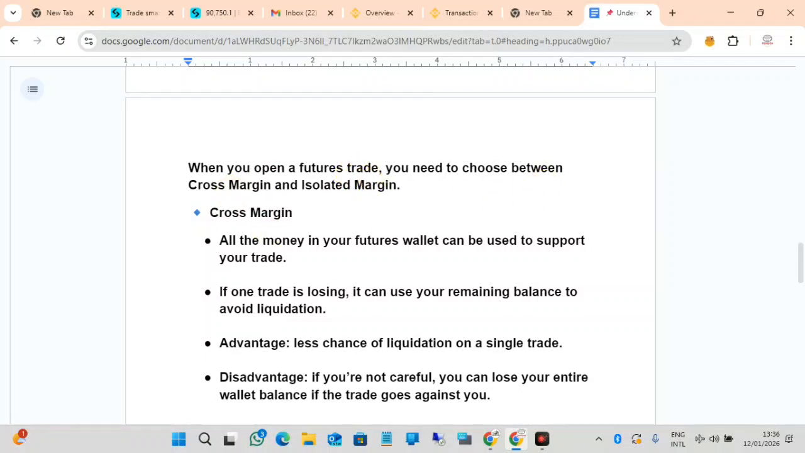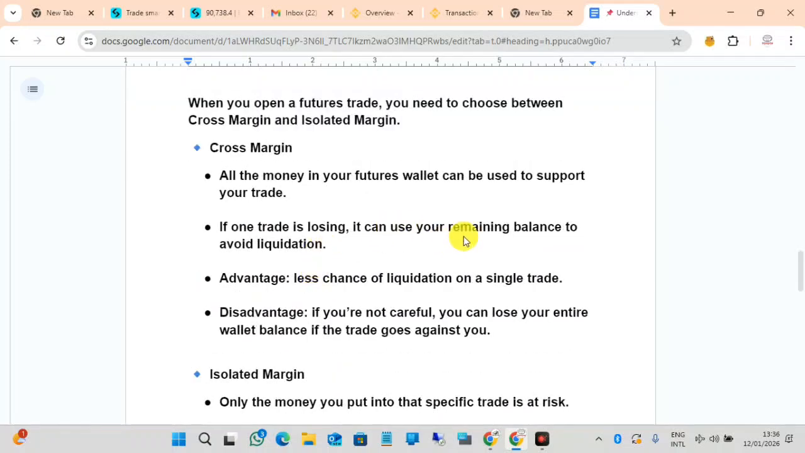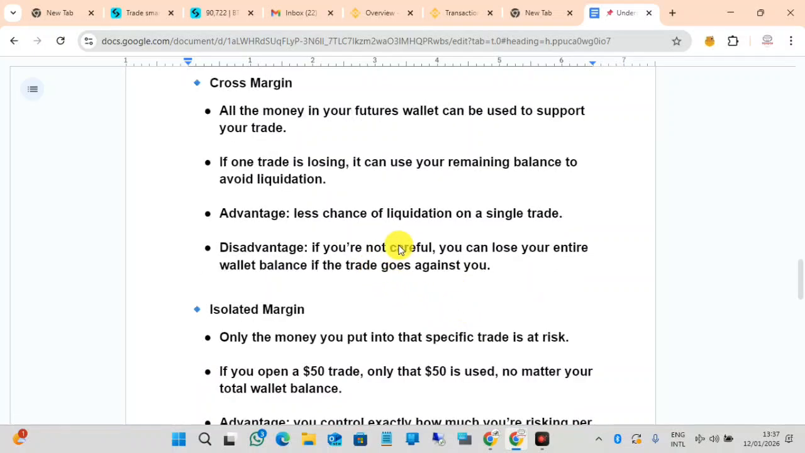What is cross margin? Cross margin allows all the money in your futures wallet to be used to support your trade. If one trade is losing, it can use your remaining balance to avoid liquidation. That is what we call cross margin. The advantage is less chance of liquidation on a single trade. The disadvantage is that, if you are not careful, you can lose your entire wallet balance if the trade goes against you.